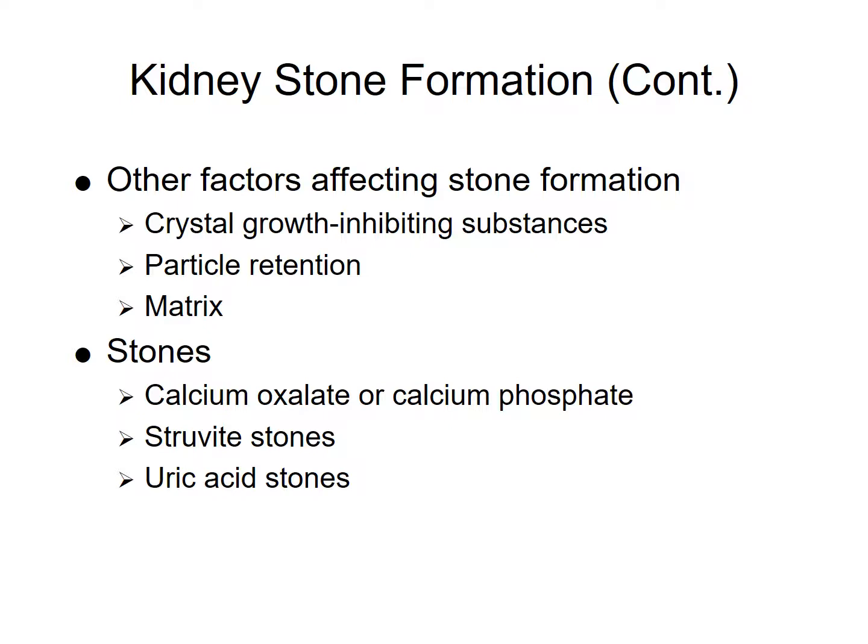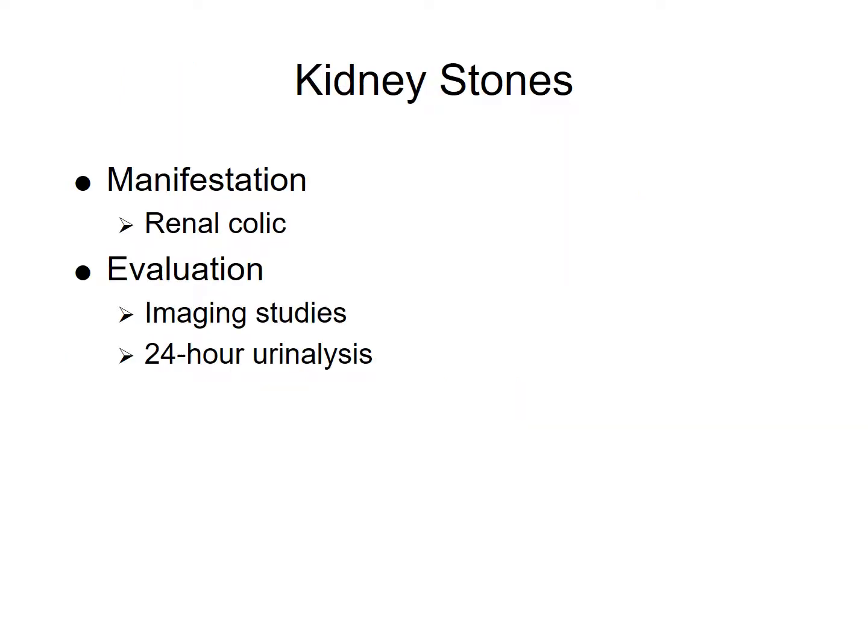The different types of stones that there are. Uric acid stones, you'll see those in people with gout, struvite stones, calcium oxalate or calcium phosphate. Some people have elevated calcium levels in their body, and it causes an increased risk of stones too. The manifestation of kidney stones is renal colic, and it's incredibly painful.